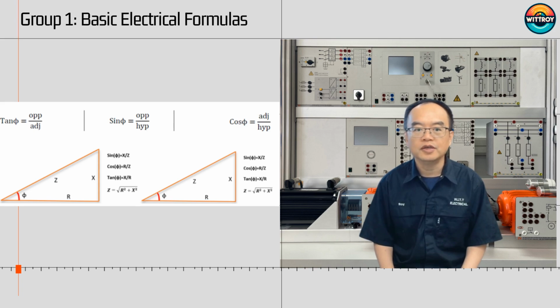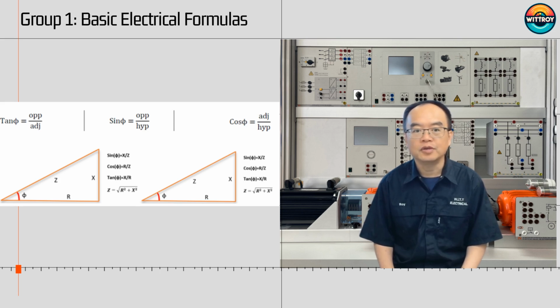Power triangle. In electrical theory, the power triangle helps us understand the relationships between real power, P, reactive power, Q, and apparent power, S, in an AC circuit. Sin of phi equals Q over S, cosine of phi equals P over S, and tangent of phi equals Q over P. The formula for apparent power is S equals the square root of the sum of P squared and Q squared, which combines real and reactive power to give the total power in the circuit.